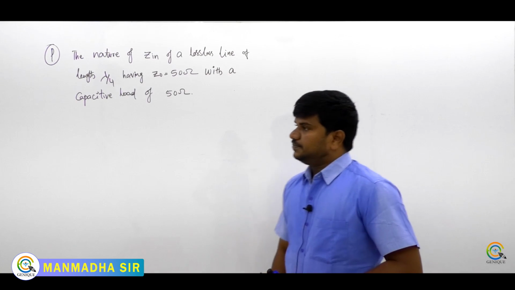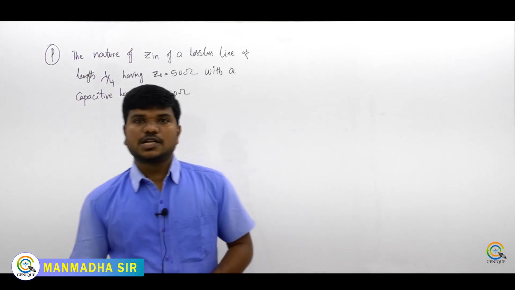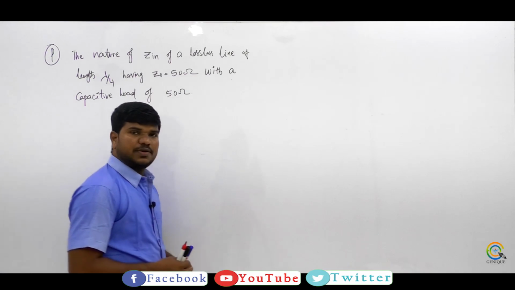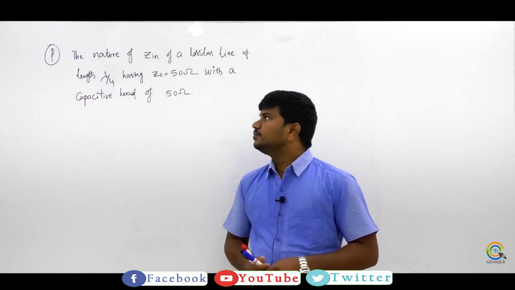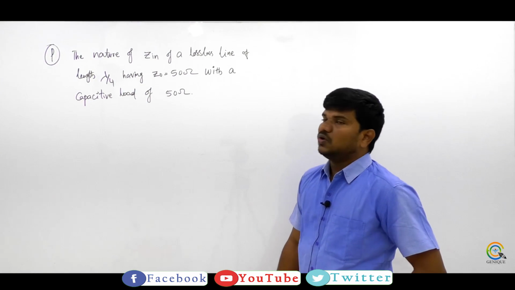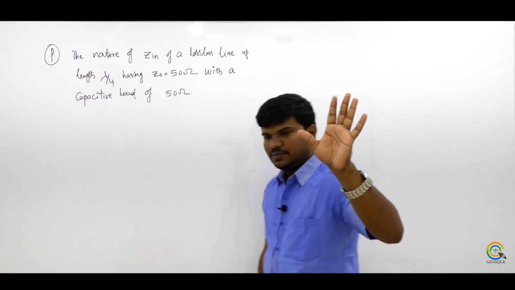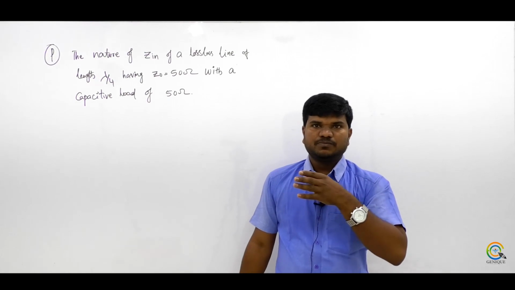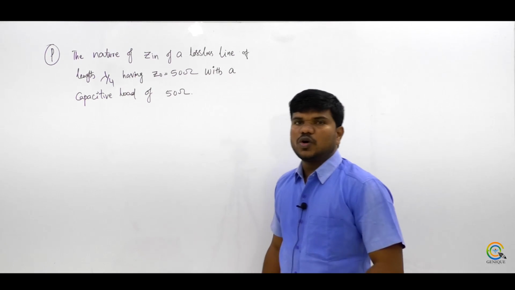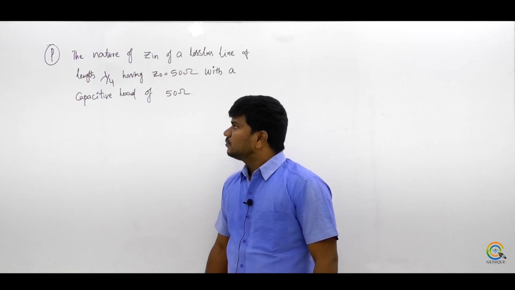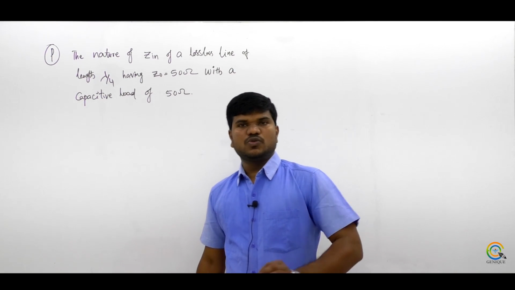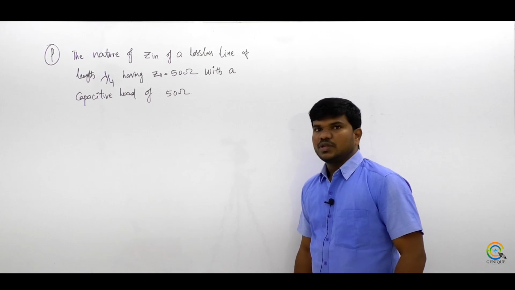Yesterday we discussed the problem on the nature of the input impedance of a lossless transmission line. Generally we talk about lossless transmission lines here, where gamma is equal to j beta. So wherever gamma L or gamma x appears, it will be replaced by j beta x. We won't talk about lossy lines, only lossless lines. In the examination also, mostly questions on lossless lines will be asked.